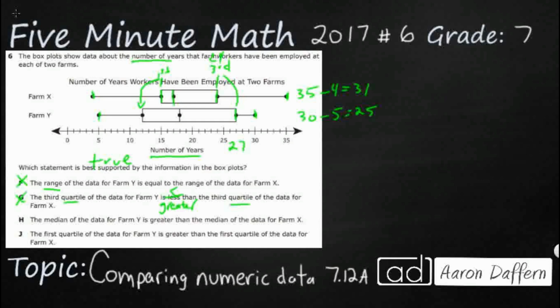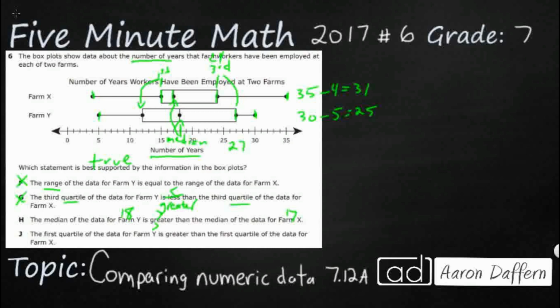All right, so the median, right, that is our second quartile. Right there. It's going to be that line in the middle of the box. The median of the data for farm Y is greater than the median of, well, it looks a little bit bigger, doesn't it? So this farm Y is going to be, let's see, put that right there, 18. And yeah, farm X is going to be 17. And so 18 is greater than 17. H looks good because the median, or the second quartile, is greater.